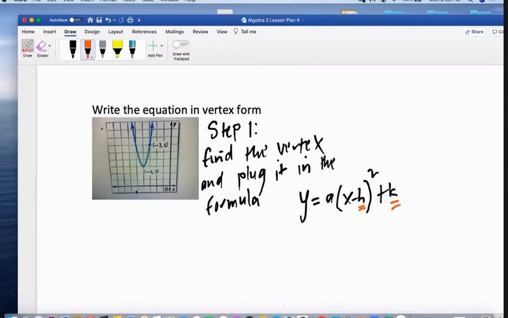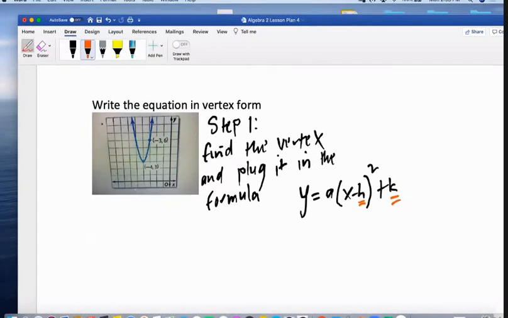So one more time, whenever you hear the word vertex, it's the very bottom of the graph or the very top of the graph, depending on how the graph opens. Okay. You get it? So now tell me, what would you plug in for the vertex? -4 and 3. Excellent. You got it.